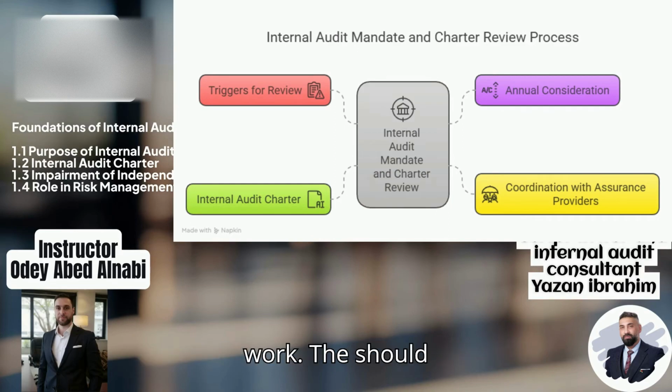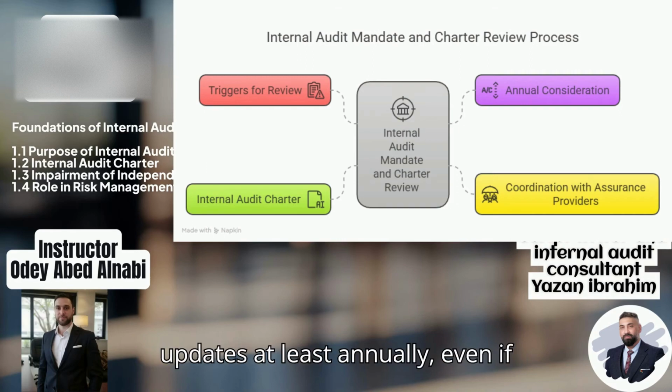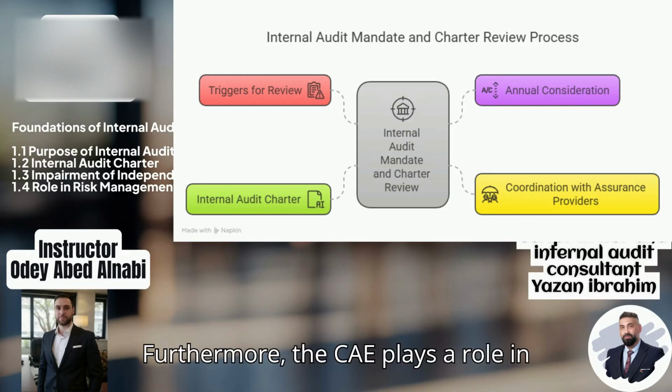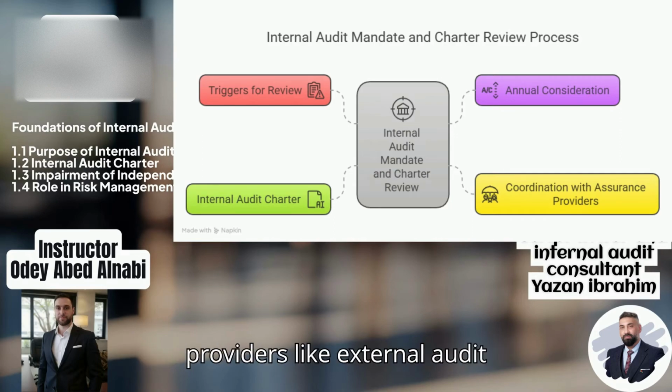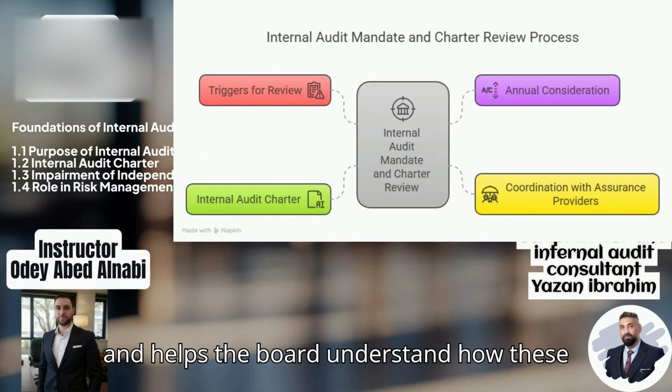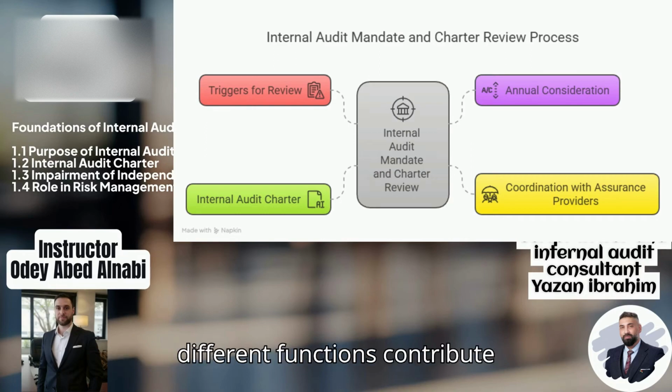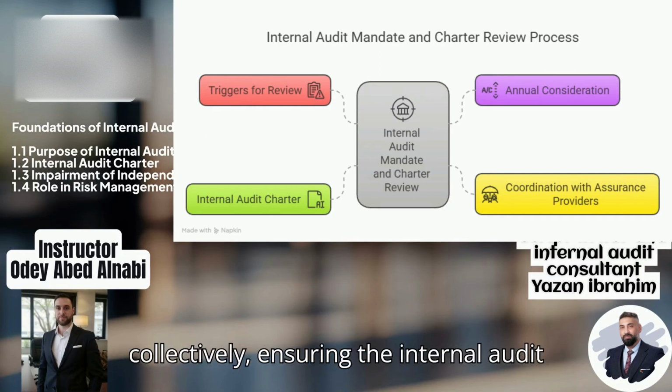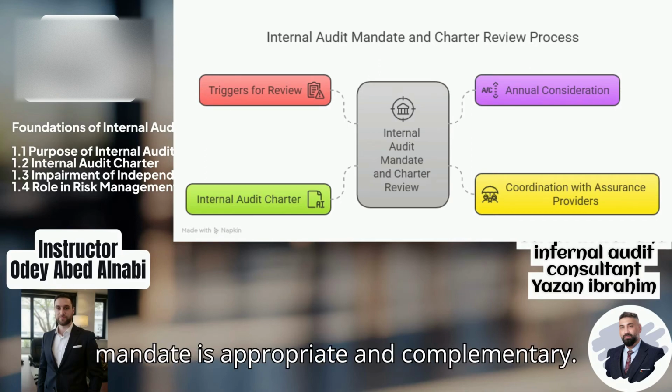The CAE should formally consider the need for such updates at least annually, even if no major trigger event occurs. Furthermore, the CAE plays a role in coordinating with other assurance providers like external audit, compliance, risk management departments, and helps the board understand how these different functions contribute collectively, ensuring the internal audit mandate is appropriate and complementary.